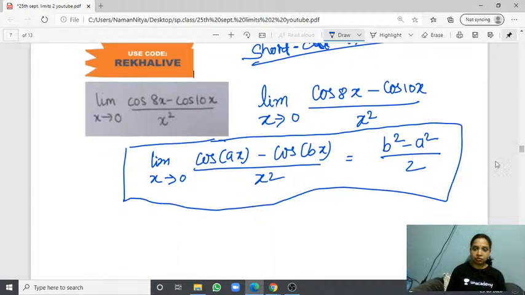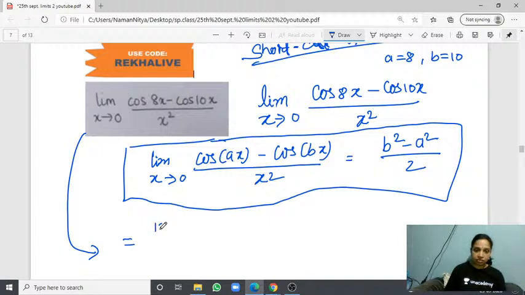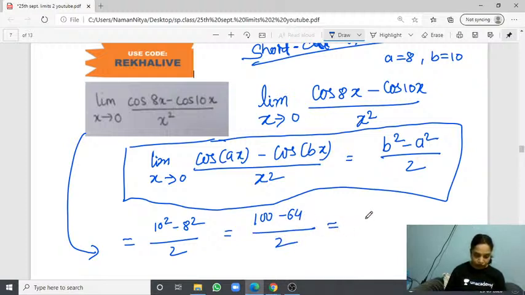So this you should remember. With the help of this, you can just write the answer for this one. What is b here and what is a here? For this particular question, a is 8, b is 10. So I'll write 10 square minus 8 square divided by 2. So that is going to give me the answer. Obviously 100 minus 64 divided by 2, that becomes 36 by 2, which is 18.